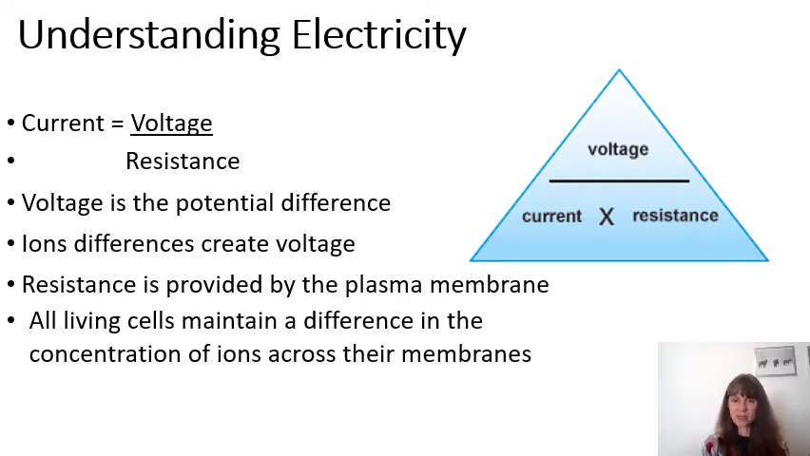All living cells maintain this difference in concentrations of ions across their membranes. When we're measuring the voltage, it's literally the difference in the concentration of ions just external to the plasma membrane versus the concentration of ions directly internal to the plasma membrane.